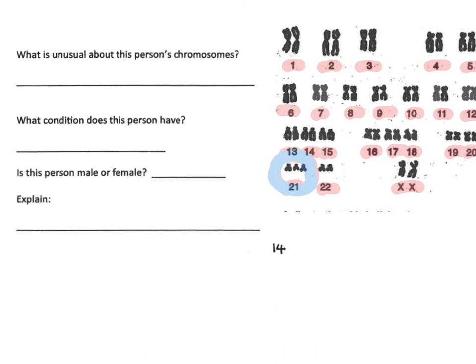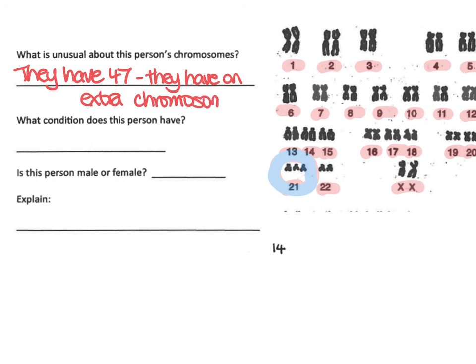So what's unusual about this person's chromosomes? Basically, they've got an extra one. And I suppose we could write down they have an extra 21st chromosome. That would be better if you could fit that in. What condition does this person have? Well, we've just said that it's Down's syndrome.